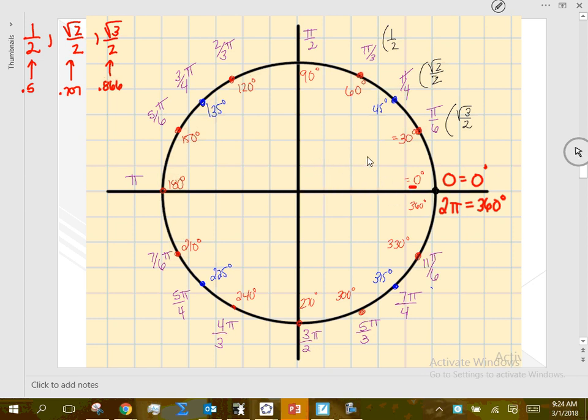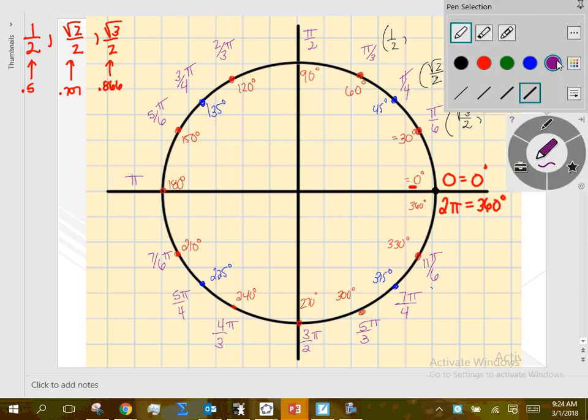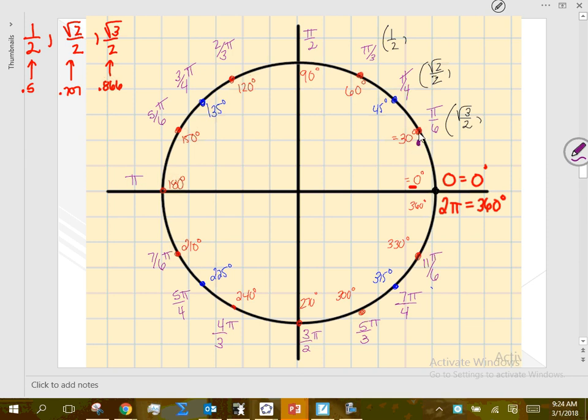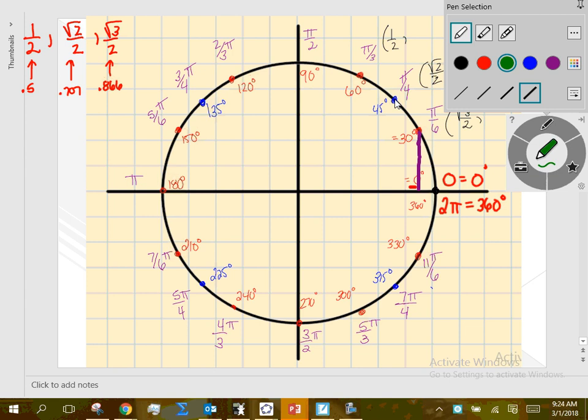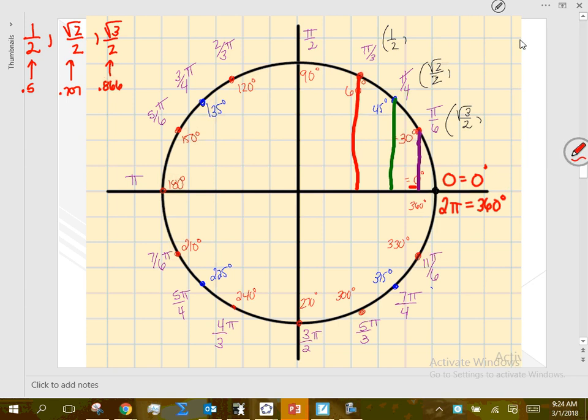All right, now let's talk about the y values. It's really the same procedure. Would you agree that that y value is shorter than that one, which is shorter than that one? So again, using these 3 values, doesn't this y value have to be 1/2? Doesn't this one have to be radical 2 over 2? And this one have to be radical 3 over 2?